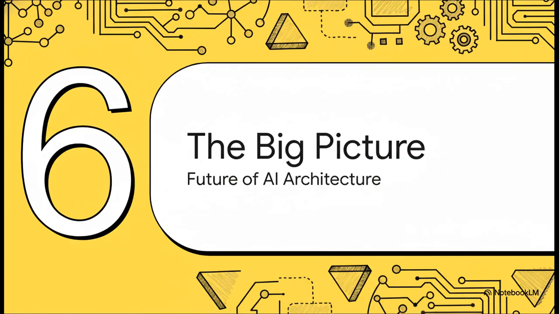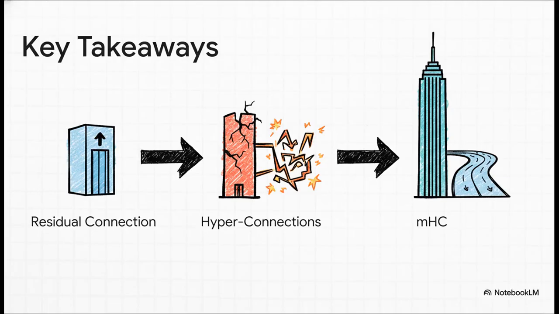Okay, so after all that, what's the big picture? What should you really take away from this whole journey? From a simple connection all the way to a mathematically constrained one. It's really a classic story of scientific progress, isn't it? You have a foundational idea with a limitation. Then, a powerful but ultimately flawed solution comes along. And finally, a principled mathematical refinement delivers a robust, scalable architecture that actually gives us the best of both worlds.